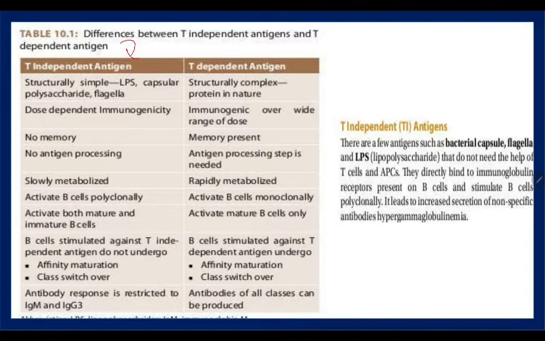This is what we have discussed previously, tabulated here. One other important thing is that T cell independent antigens are independent of T cell, so they will be slowly metabolized. T cell dependent antigens will be rapidly metabolized. What are the T cell independent antigens? There are three: capsule, flagella, and LPS. To remember, think of a CFL bulb, which saves energy. Likewise, T cell independent antigens save the involvement of T cells. So CFL: C for capsule, F for flagella, and L for lipopolysaccharide.